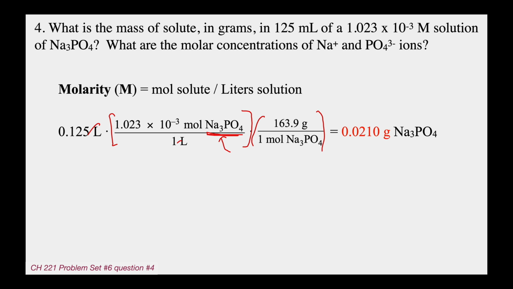So the phosphate concentration is 1.023 times 10 to the minus 3. Here's the equation itself. Sodium phosphate and phosphate are 1 to 1.